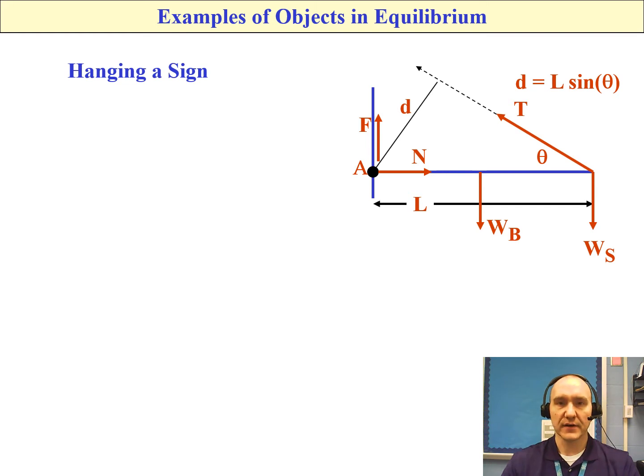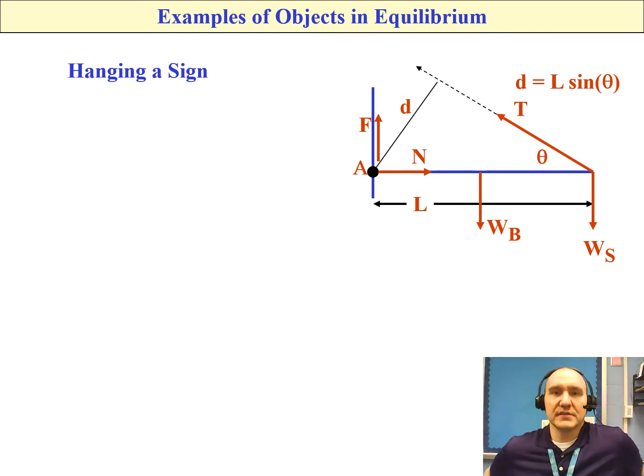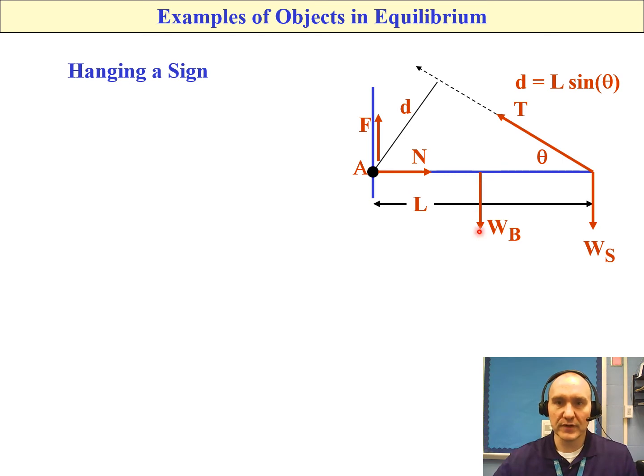All right, so here's our free body diagram. You'll notice our free body diagram actually is not a dot anymore. It's not a point. It's actually almost similar to what the object looks like itself. So we kind of expanded out a little bit. The weight of the board is here at the center. The weight of the sign is all the way at the end. That's a full length of L.